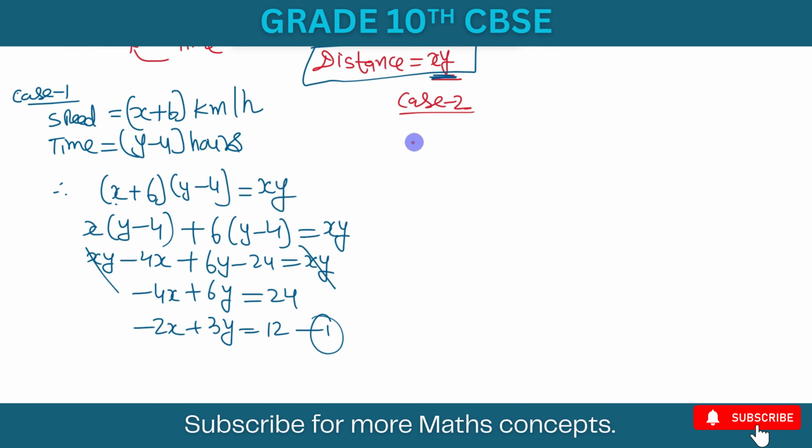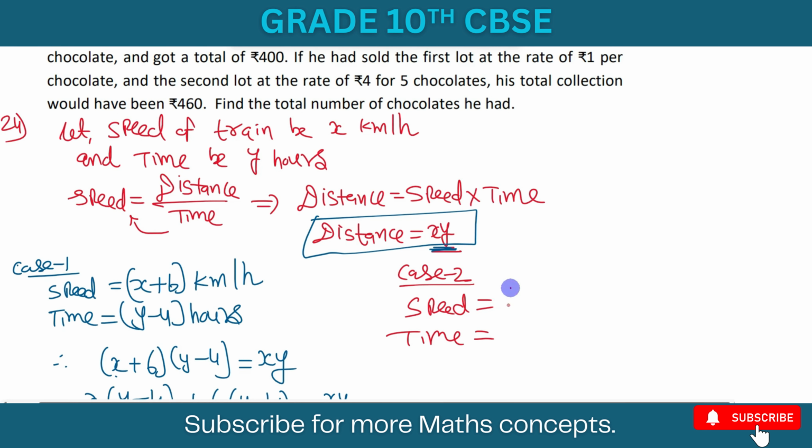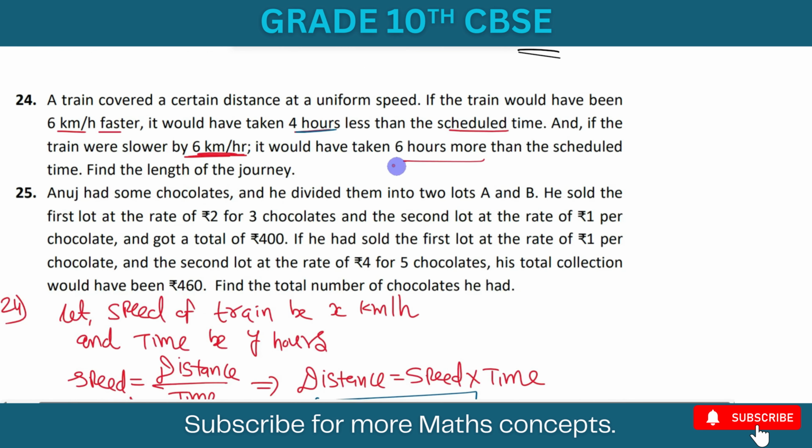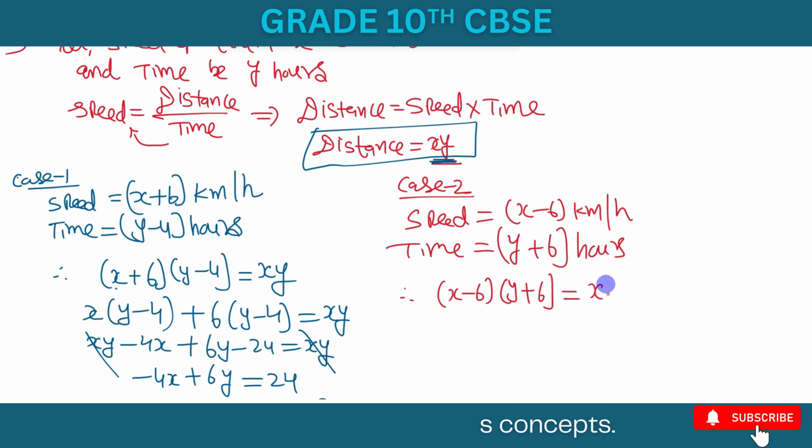Now see case 2. In case 2 also we have to write the speed and time as per the given information. Case 2 says if the train were slower by 6 km per hour, the new speed is x minus 6 km per hour. Then it would take 6 hours more, so the time will be y plus 6 hours. Again, ultimately speed into time is equal to distance, which is xy only.